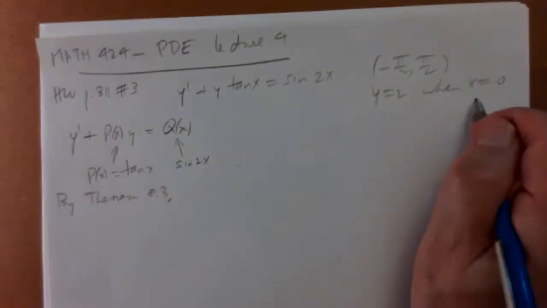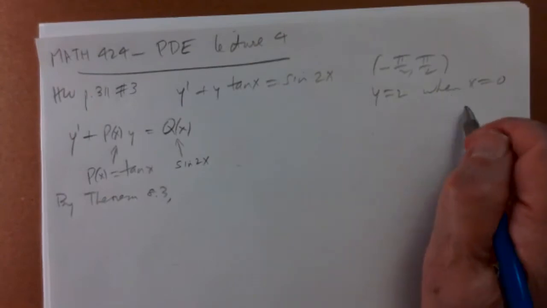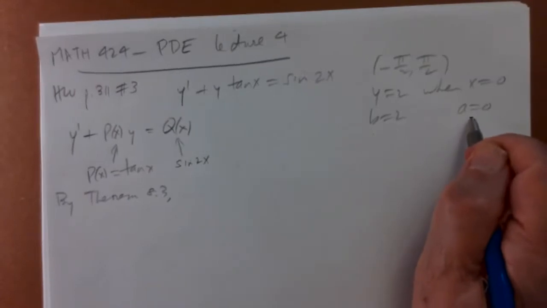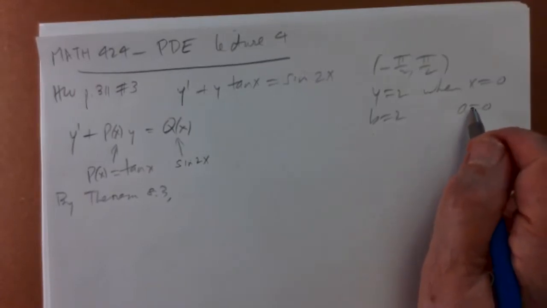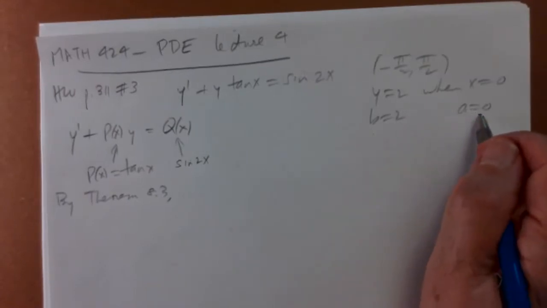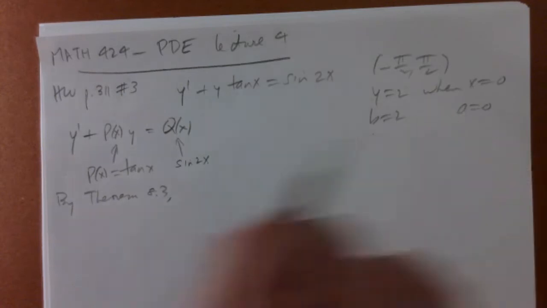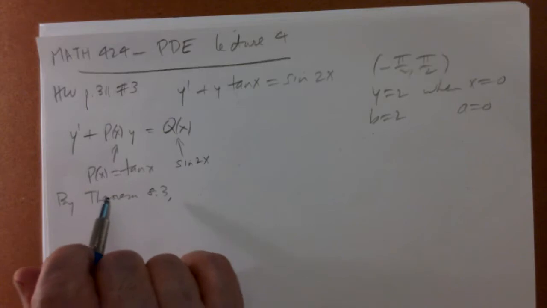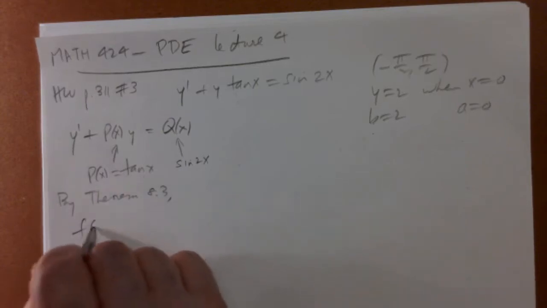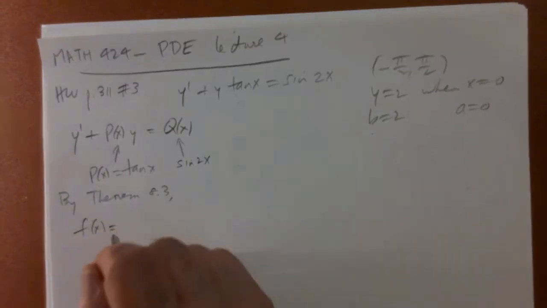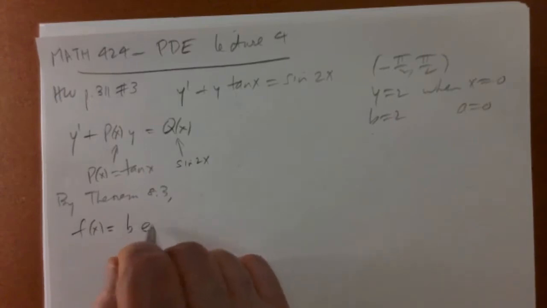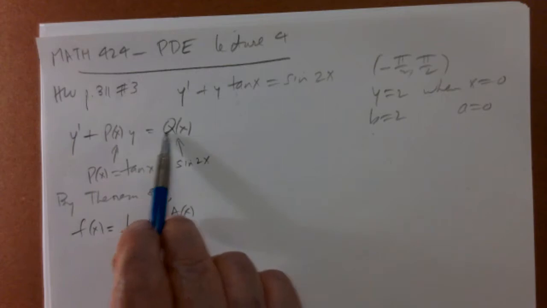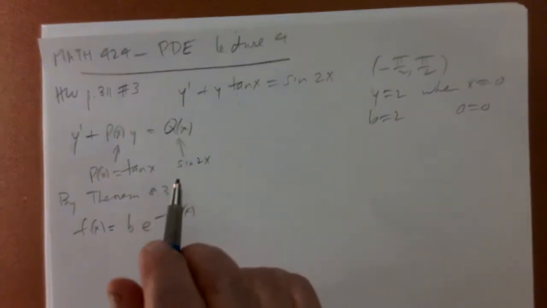So in the notation, a is equal to 0, b is equal to 2. When x is equal to a, y is equal to b. So when a is 0, b is 2. And the solution is of the following form. f of x equals b e to the minus A of x. That's actually a solution to the homogeneous equation if you had q of x equal to 0.